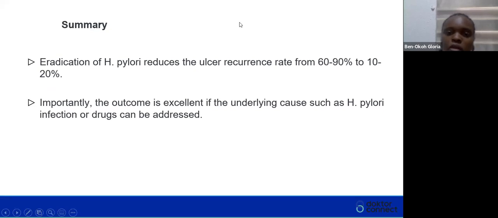So in summary, remember I said that treating H. pylori does not mean it cannot happen again. It can actually reoccur. Eradicating H. pylori reduces the recurrence rate from about 60 to 90% to about 10 to 20%. So it's important that the underlying cause is addressed for an individual to have a good prognosis.